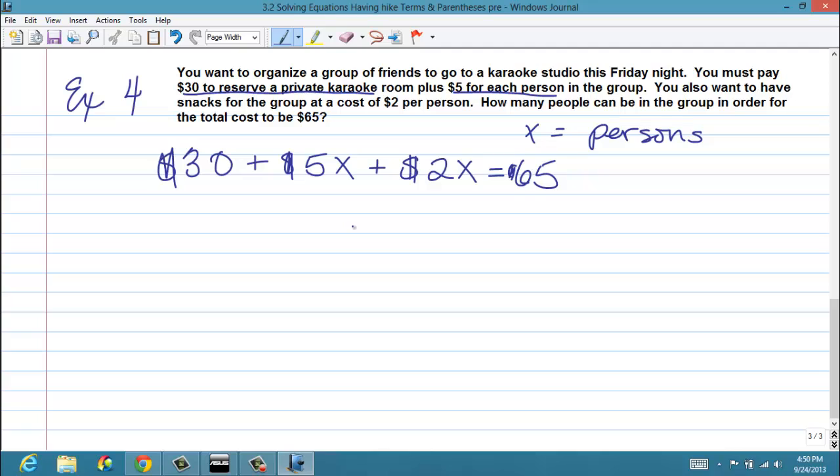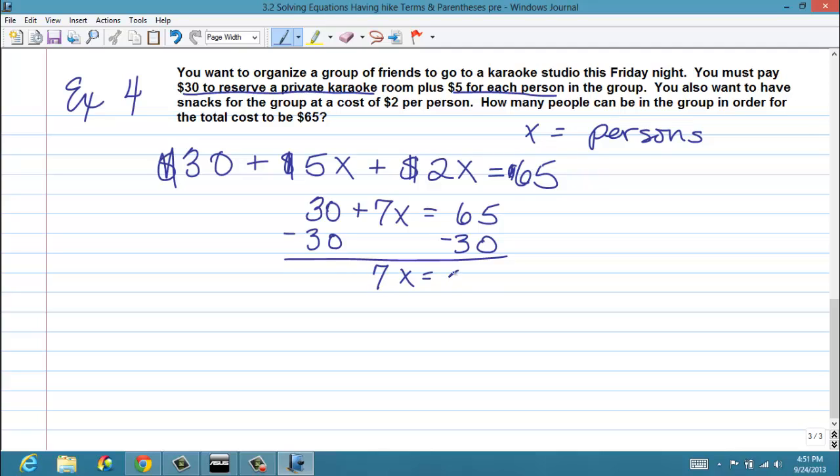Okay, so here is our problem. Let's go ahead and combine our like terms, the 5x and the 2x. So then I'll end up with 30 plus 7x equals 65. We need to get this 30 over here with the 65. So in order to do that, I would have to subtract it from both sides since it's being added, leaving me with 7x equals 35.